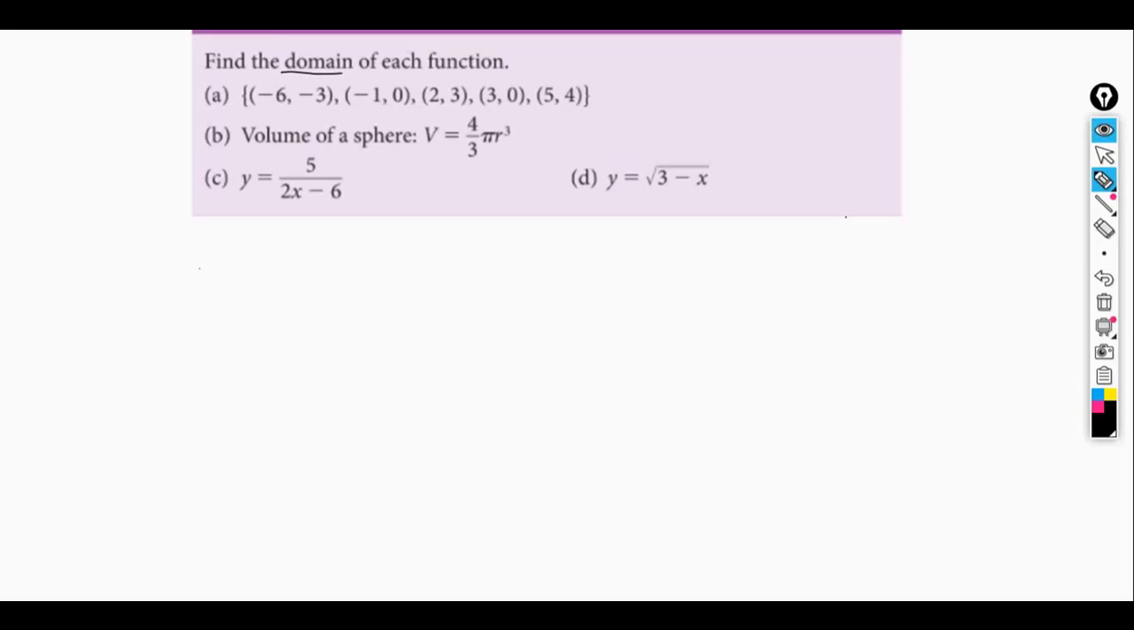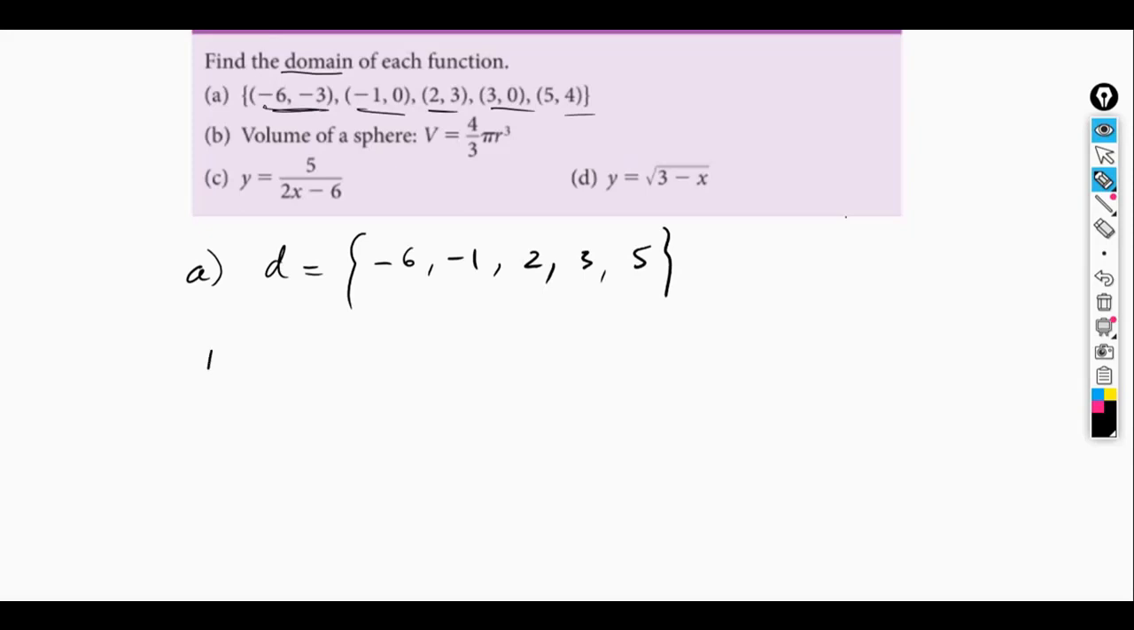So for letter A, notice that we are given a list of coordinates. So here we have these coordinates. The domain, in this case, would be equal to all the x coordinates of these points. So we make a list: -6, -1, 2, 3, and 5. This is what's called discrete data, not continuous data, because it's a set of points.